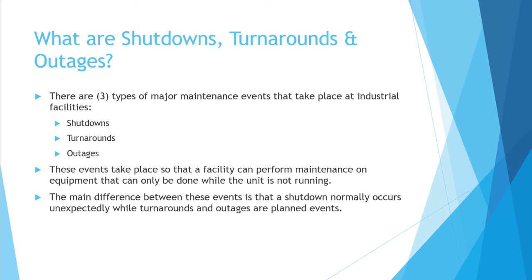There's 3 types of major maintenance events that take place at industrial facilities. One of the major differences is that shutdowns are normally unplanned events. These can occur due to a major weather event such as a hurricane or a tornado, operator error, or a catastrophic failure of equipment. Catastrophic failure usually means that a piece of equipment just wore out before they were able to get to it to maintain it or replace it.